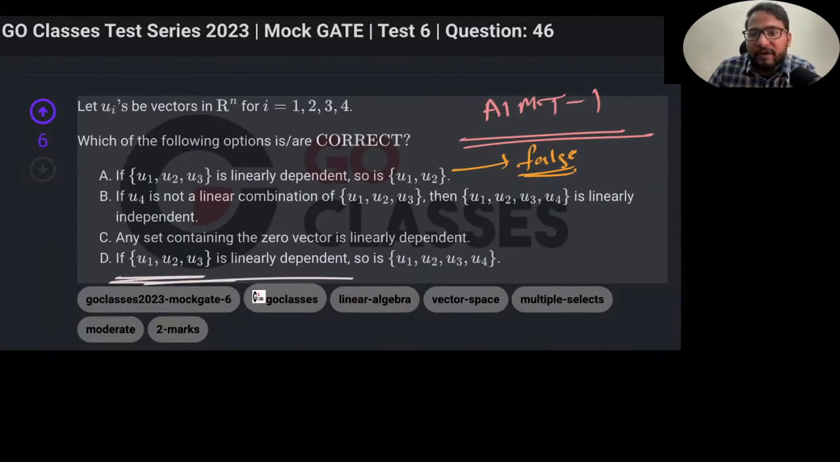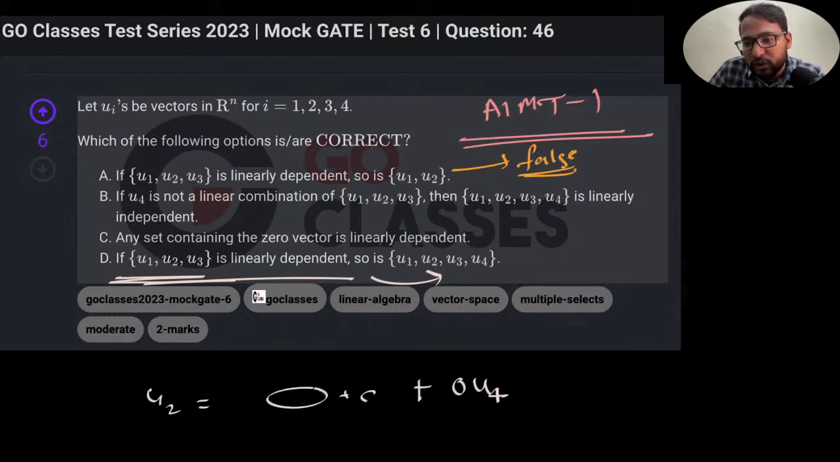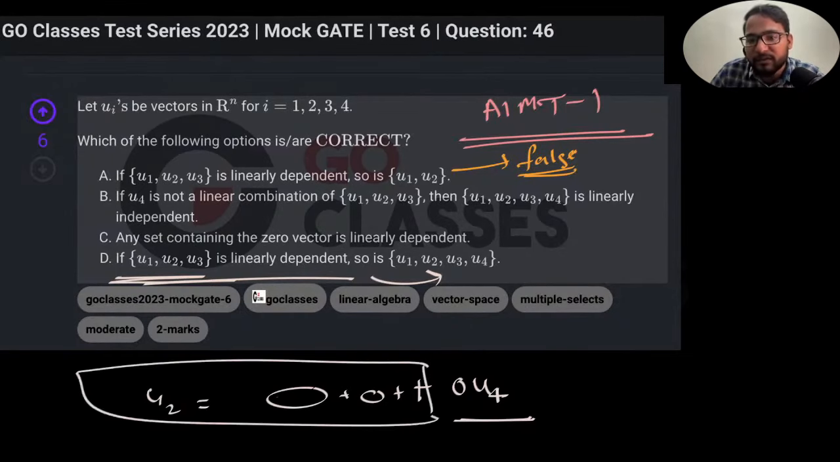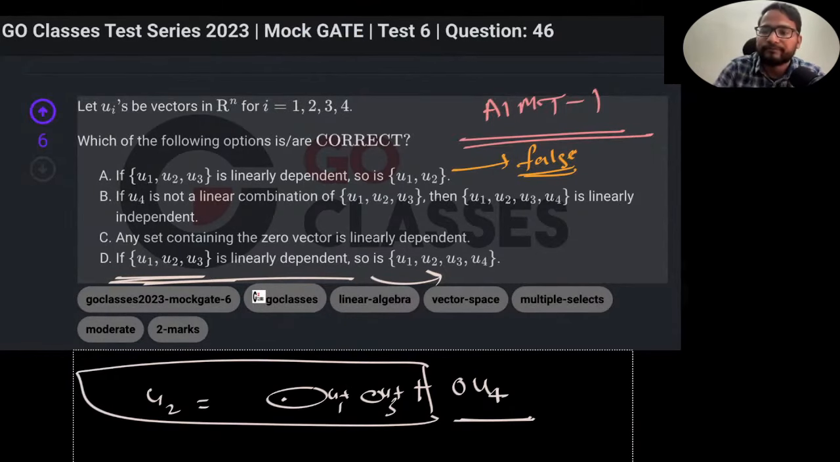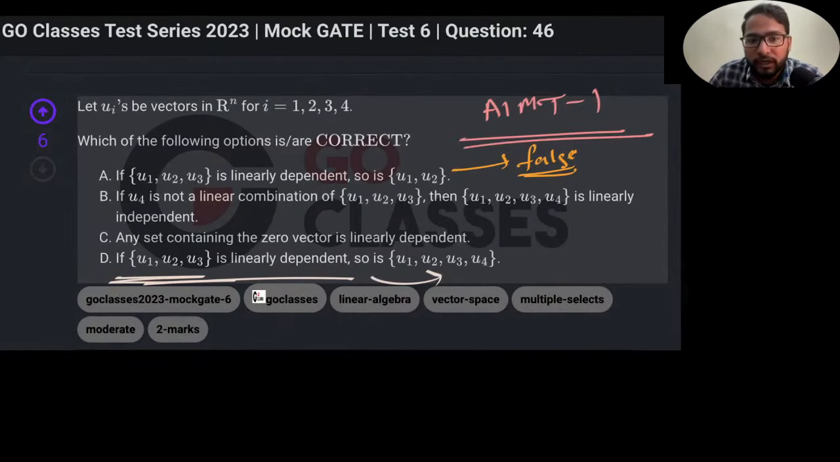If the subset is linearly dependent, then the superset is linearly dependent. Yes, that is true. Because adding this U4 does not harm you, because you can always have 0 into U4, right? Whatever earlier representation you had, you can just add 0 into U4, because adding extra vectors does not harm you. So if this was linearly dependent earlier, which means something into U1 or something into U3, then you can always add U4. Adding vectors does not harm you ever. So that's why D is true. Any set containing 0, that is also true.